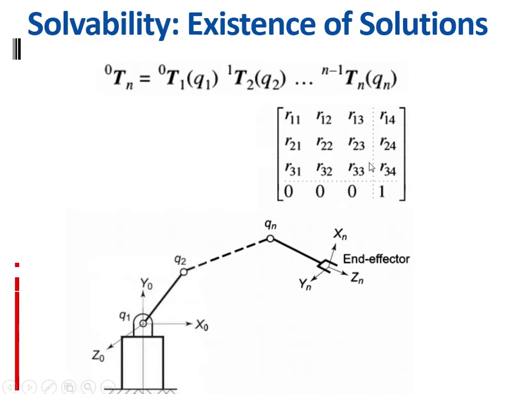This 3 by 3 matrix will be nothing but a rotation matrix, whereas this is a displacement matrix. This will be the scale factor, which is by default 1, and this is a perspective projection matrix, and that will always be 0 0 0 for the robotic case. You have obtained this part already in the direct kinematic modeling part.